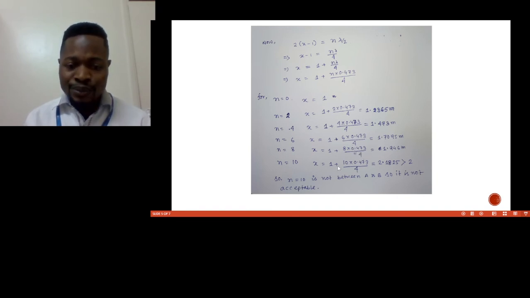And when it is 10, because we are using even numbers, it is not between A and B, so it is not acceptable and we don't use it. That is why I have written that 2.1825 is greater than 2, so we have to use up to 8. So this is how we calculate the positions of constructive interference.